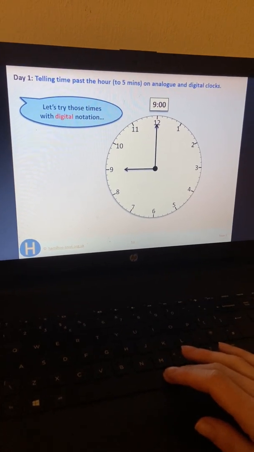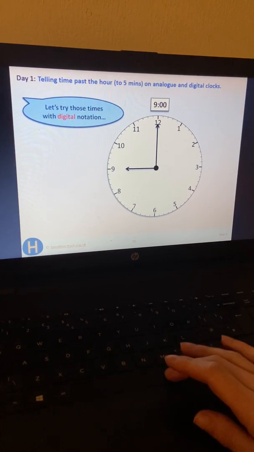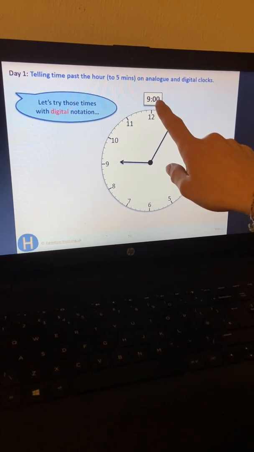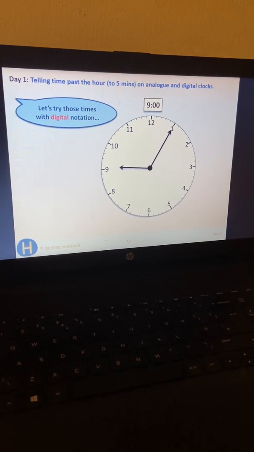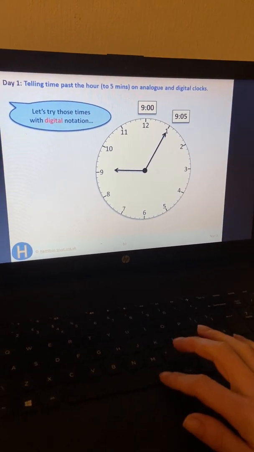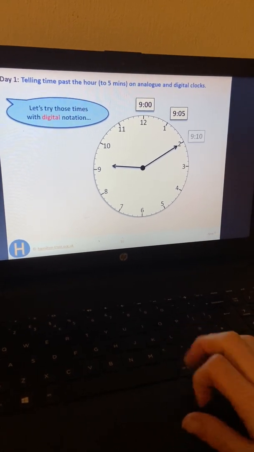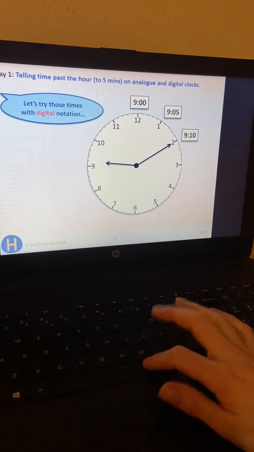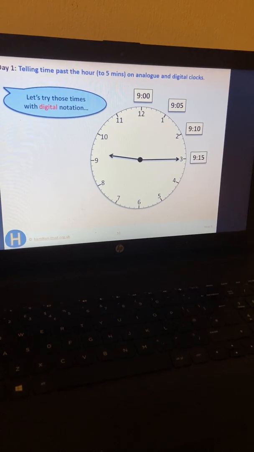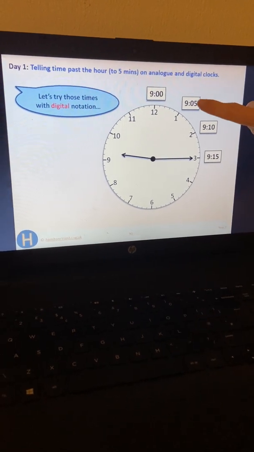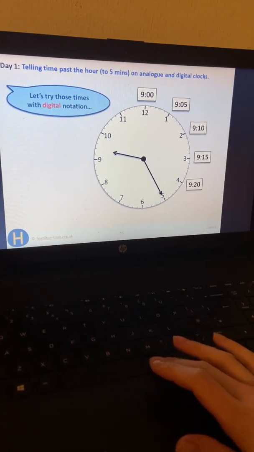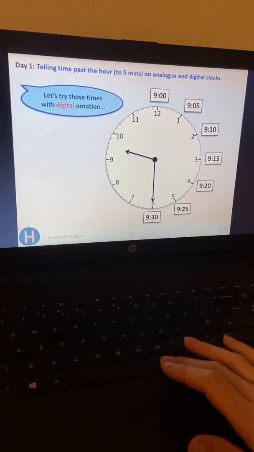Let's try those times in digital notation now, okay? So 9 would be 9 ... It's at 5 past. 9.0. What do you think is going to go in there? Yep, you guessed it. 5. 9.05. Go around another 5 minutes. It's going to be 9:10. Go around another 5 minutes and it's going to be, what do you think? Yes, 9:15. Again, we know our 5 times table. 5, 10, 15. 9:20, 9:25, 9.30.